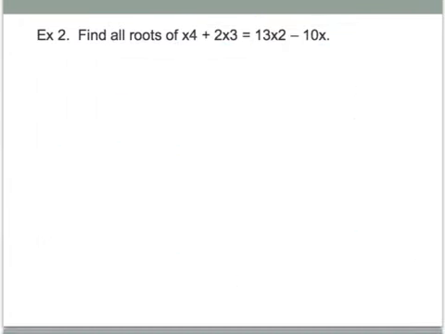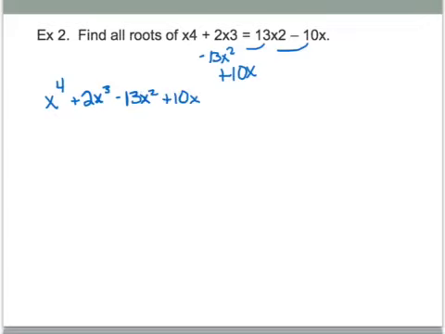Alright, so that last example was kind of fast. Let's go ahead and try another one. It says find all roots of x to the fourth plus 2x cubed equals 13x squared minus 10x. Well, when you're finding the zeros, you need to make sure your polynomial is set equal to 0. So I'm going to subtract the 13x squared, bring it to the left-hand side, and then I want to add the 10x. And as I'm doing this, I'm going to put it in standard form. So this really gives me the function x to the fourth plus 2x cubed minus 13x squared plus 10x equals 0.